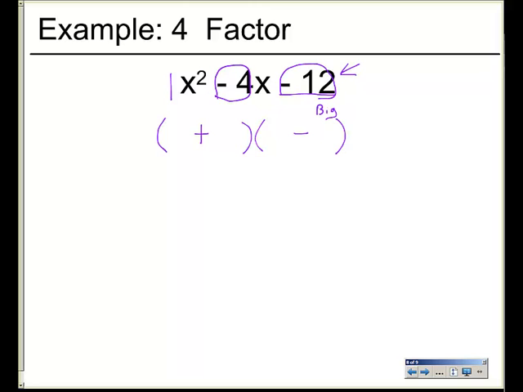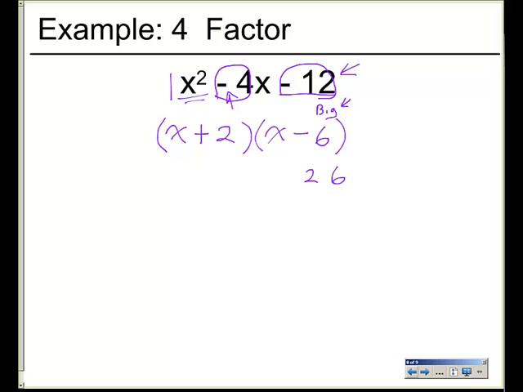So since I'm adding two signs that are different, one's positive, one negative, that means I'm actually subtracting. So what are the two factors of 12 that subtract or have a difference of 4? So off the top of my head, I believe a 2 and a 6 have a difference of 4. But remember, I need the bigger one to be negative so that I still have a negative number here. So I put my bigger number, which is 6, here, my smaller number, which is 2, here, and again, the only way I can get x squared is to put an x times an x.